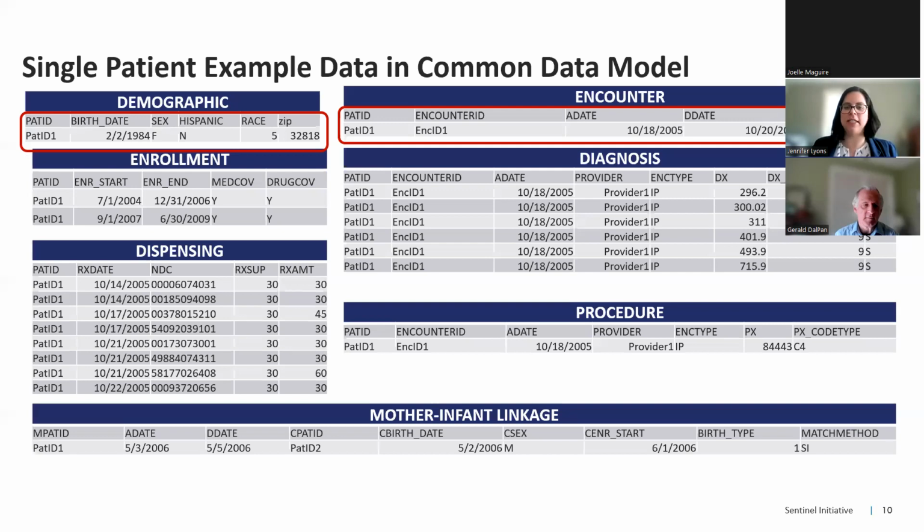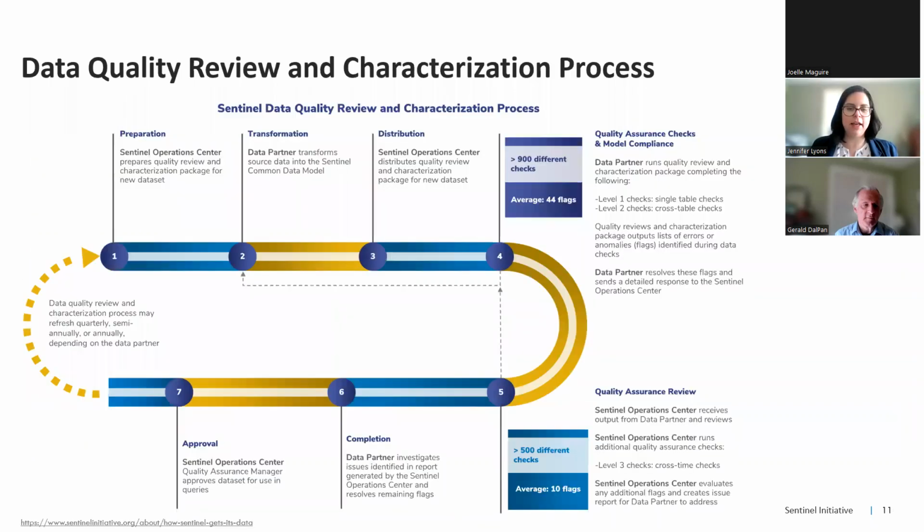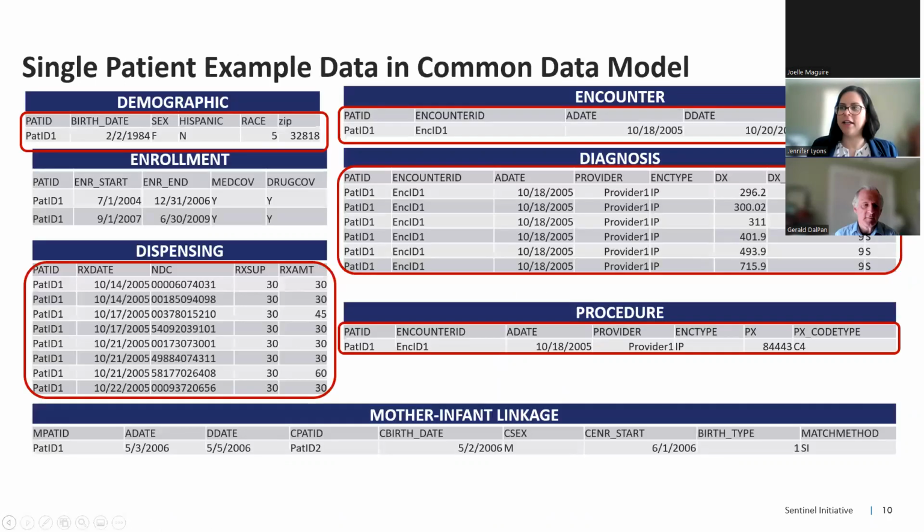And during that hospitalization, as you can see, this patient had a number of different diagnoses with the specific diagnosis codes recorded in the DX column. And you can see that there's a procedure as well recorded during that inpatient encounter. And finally, you can see that this patient had a pregnancy that resulted in a live birth delivery, and she was linked to her infant.